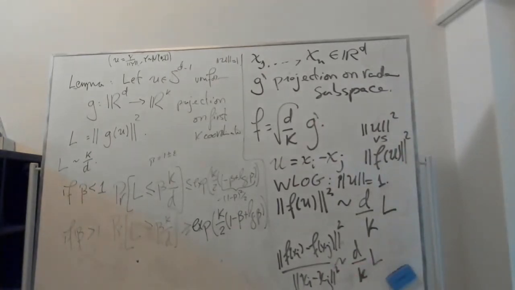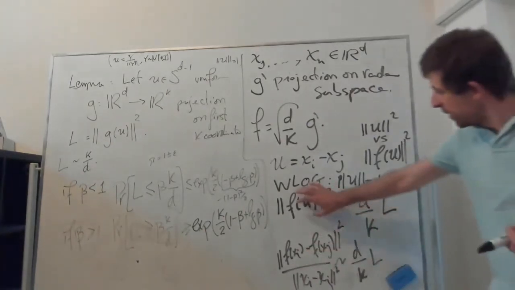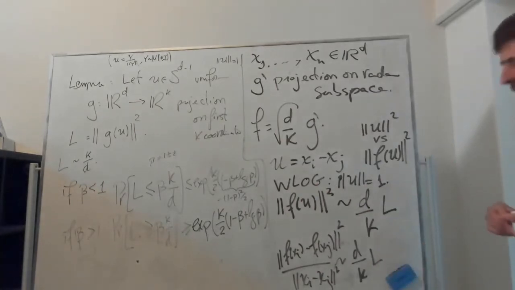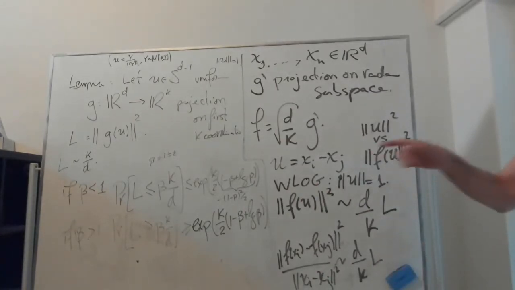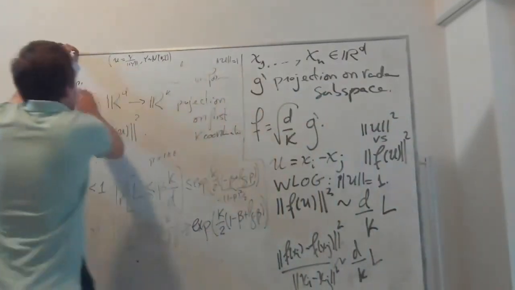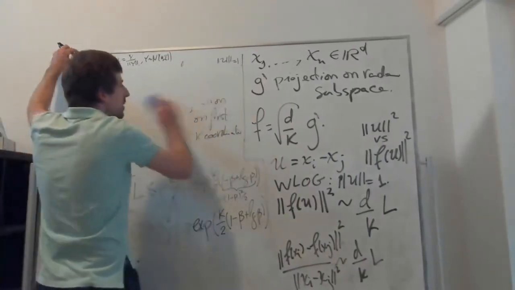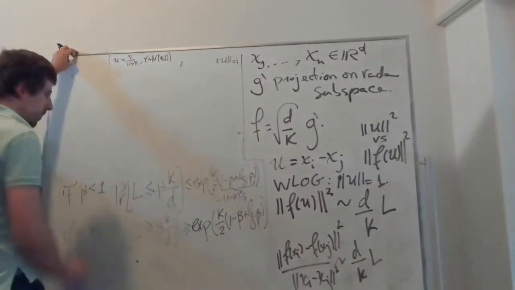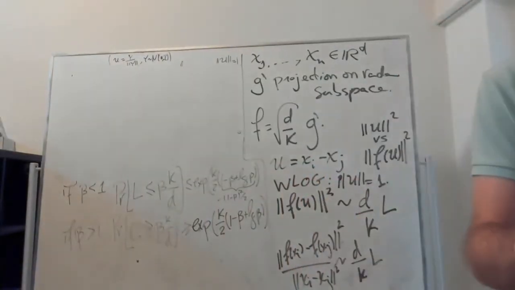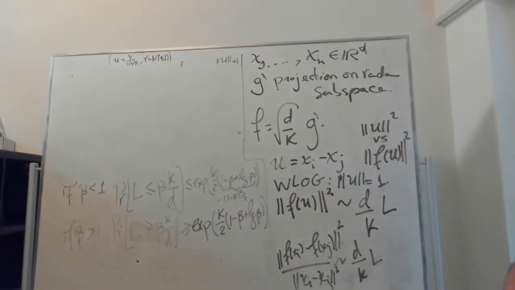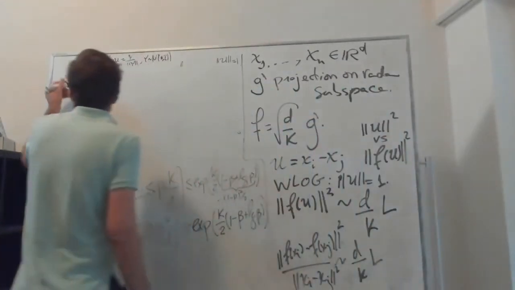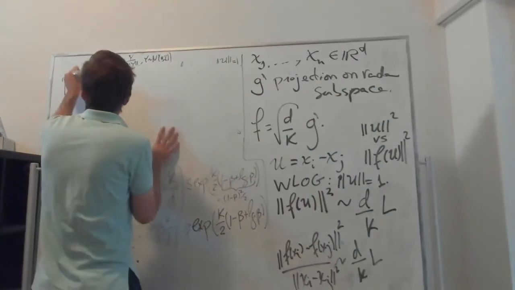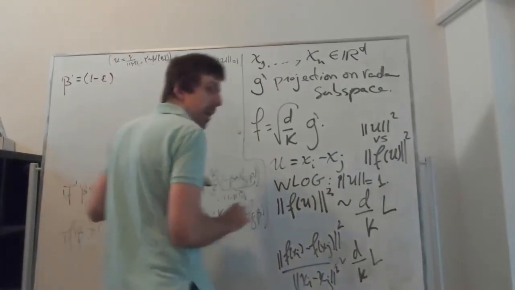Right? And so this is equal to, the distribution of this is exactly the same as the distribution of this, which is just distributed like D over K times L. So now I can use those concentration inequalities. Because now this means that the probability, if I set, let's start by setting beta to be 1 minus epsilon. Let's look. If I set beta to be equal to 1 minus epsilon, what do I have?